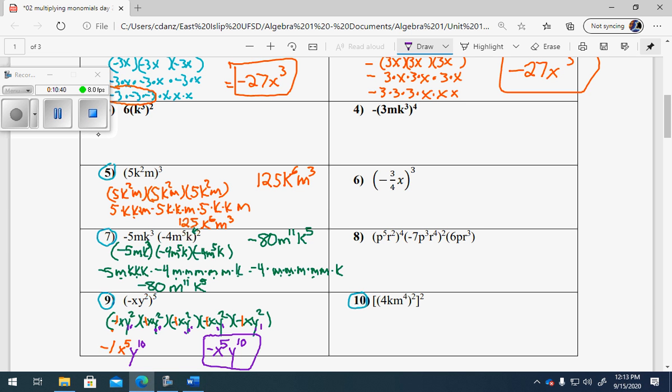And oh my goodness, number 10. So I start with the outermost parenthesis, the outermost exponent. So these brackets are really getting written twice. What's in the bracket? It says 4k m to the 4th to the 2nd.